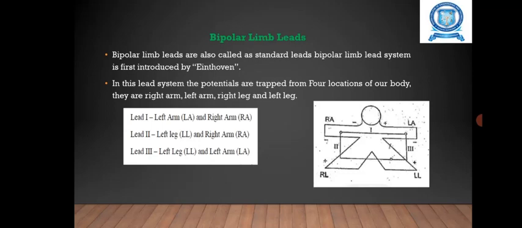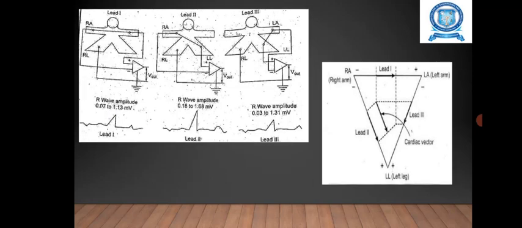In this lead system, the potentials are taken from four locations of our body: right arm, left arm, right leg, and left leg. Here, the right leg is only used as a ground reference. It consists of three leads: lead 1, lead 2 and lead 3. It is called bipolar because the potential difference is recorded from two electrodes and the third electrode is not connected, because the selection is made among the available active electrodes.